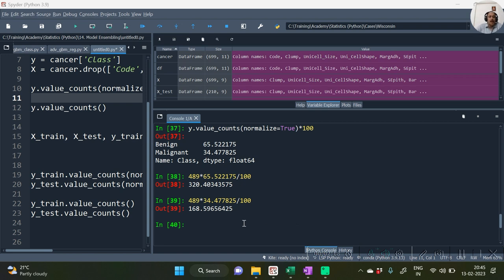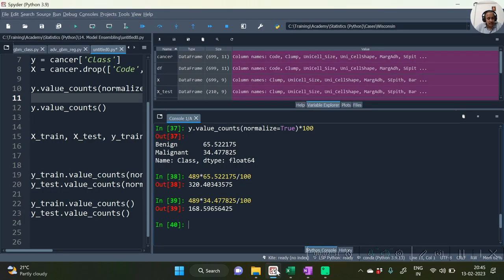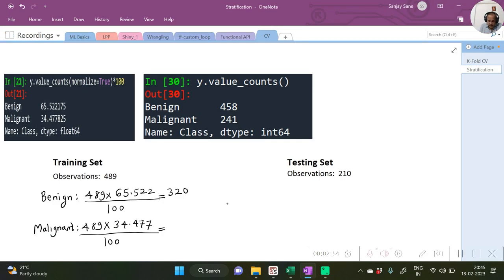As we see from the console calculations, 65.522% of 489 comes out to be approximately 320, and the second one comes out to be 168. So what we wish to have here is approximately 320, and the next one is something like 168, or 169, in order to have the sum match.